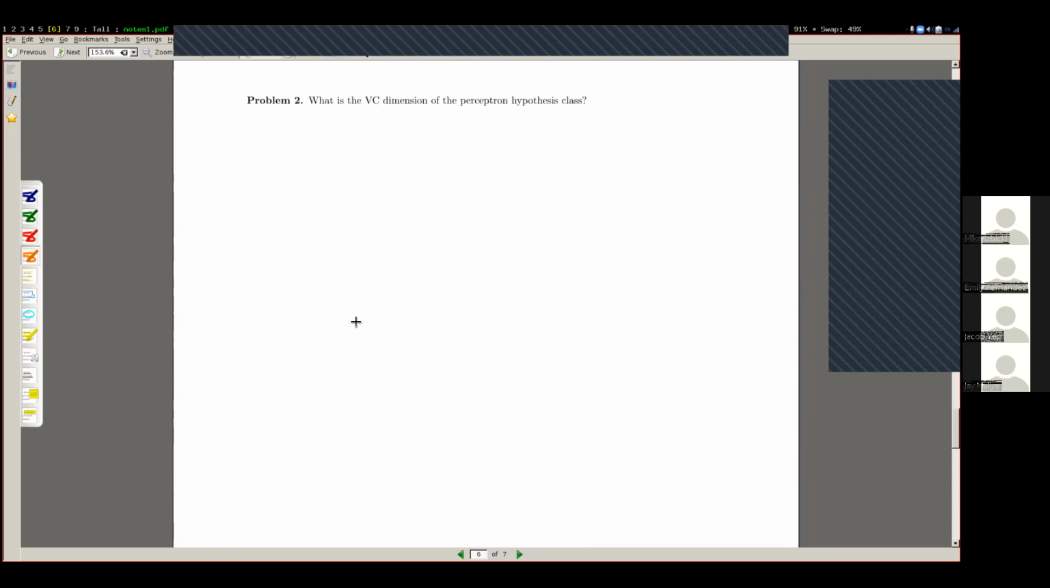Starting to get a little bit more practical here. We want to compute the VC dimension for the perceptron hypothesis class. And then the next problem will be actually using that to accomplish a real world data mining task. So the VC dimension of the perceptron hypothesis class.